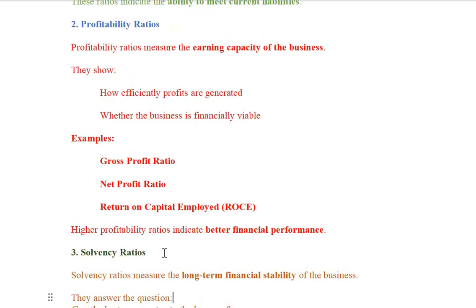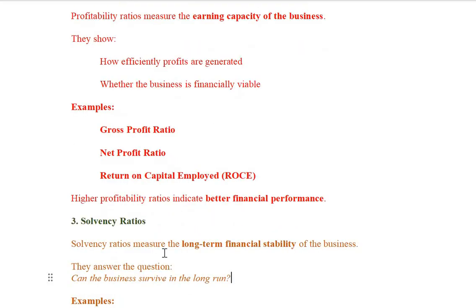One is gross profit, number two net profit, number three operating profit, operating ratio, expenses ratio, return on investment ratio, return on asset ratio, and return on net worth or equity ratio. Like this we calculate different profitability ratios in order to know the better financial performance of the business.